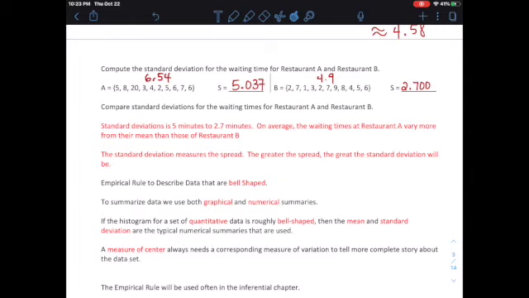What does standard deviation mean, and what is that compared to the mean? What they are saying is standard deviation is 5 minutes to 2.7 minutes, which is right here. Then on average the wait time at restaurant A varies more from their mean. Now I put the mean right here for you guys, and what that means is, my data point from all the pieces of data right here, all the distances from the data pieces to the mean added together and averaged is 5.037.